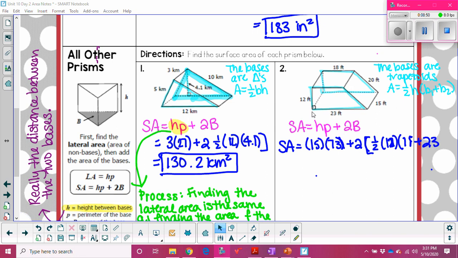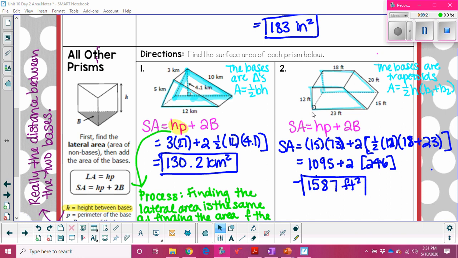My pen does not want to work. I don't know why. Okay. All right, so when you fill that in, you get this part right here. 15 times 73 is 1,095 plus 2 times 246. So the area of one of those trapezoids was 246 square feet. So put this in your calculator, and you probably already did this part, but I just want to make sure I broke it down for y'all. Okay, so you get 1,587 square feet, which is the surface area of that figure.